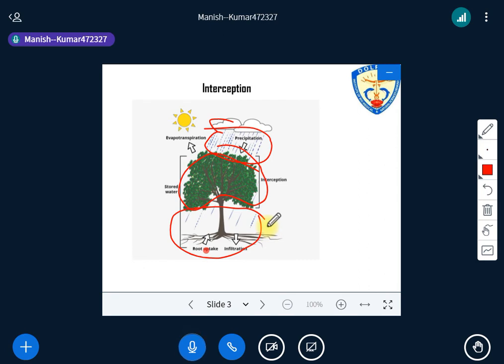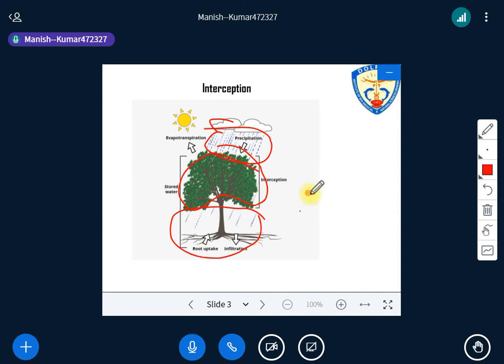Because species have different kinds of leaf type, different kinds of canopy structure, and whatever humidity is available there. So on that basis, the amount of precipitation intercepted by the plant varies as per the characteristics of the vegetation. Is it clear? So this is the meaning of interception, and through the image you can easily understand that.